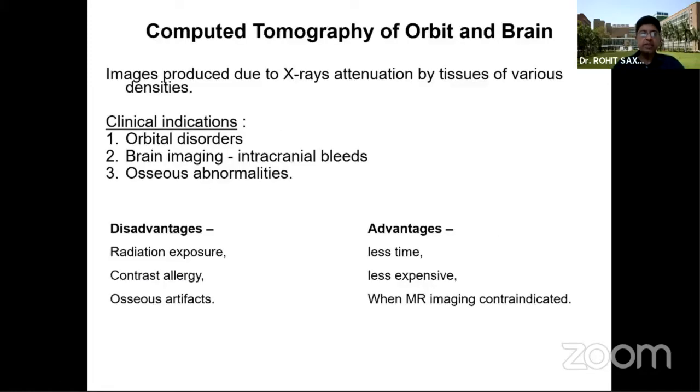So we'll just go ahead with CT scan first, the most commonly available investigation. And the key reason why we would order a CT scan would be orbital disorders, brain imaging, which would be an immediate urgent intracranial bleed if it's suspected, say, trauma or stroke. And more importantly for our cases, osseous or bony anomalies.